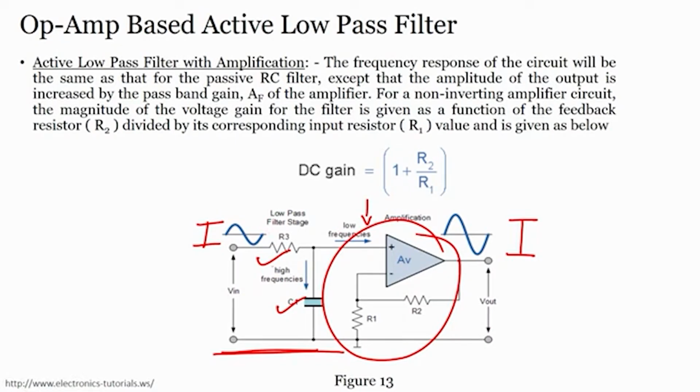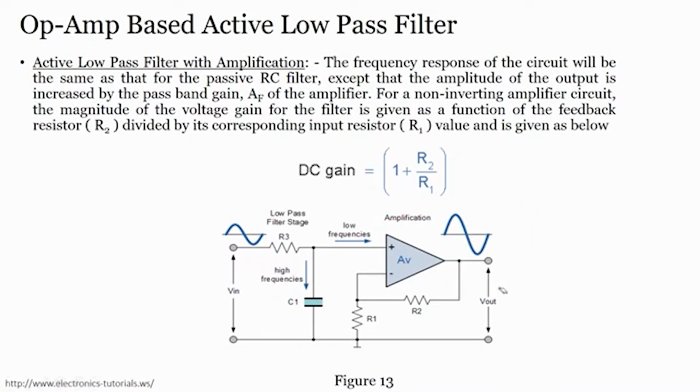So, low pass filter stage, high frequencies, low frequencies, amplification, output. Cool. Now, if we have learned this much, then we should be able to do the experiments as well, right. So, this particular circuit and a little bit of the information is taken from electronics tutorial.ws. I have already given this from wherever I try to use the images, right.